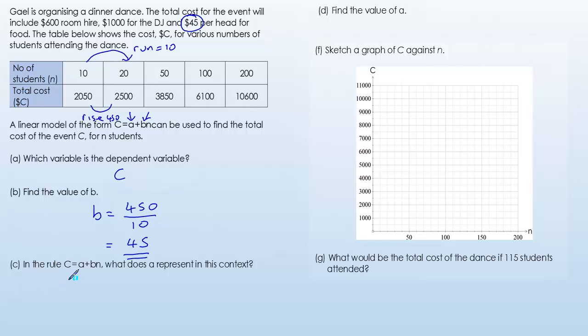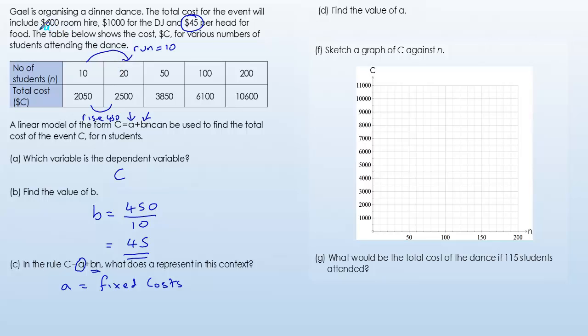In the rule C equals A plus Bn, what does A represent in this context? Well, the Bn, that's going to be an amount that increases as n increases. But A would be there if n was equal to 0. So A must be the fixed costs. So A is going to be the fixed costs. They won't change no matter how many students there are.